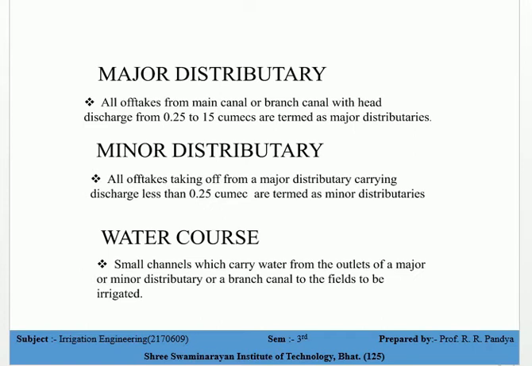They may take off from minors or distributaries. These are owned, constructed, controlled and maintained by the cultivator. Means those who want to cultivate the field directly operate these water courses on the basis of their purpose or the quantity of water they want to apply on the field.